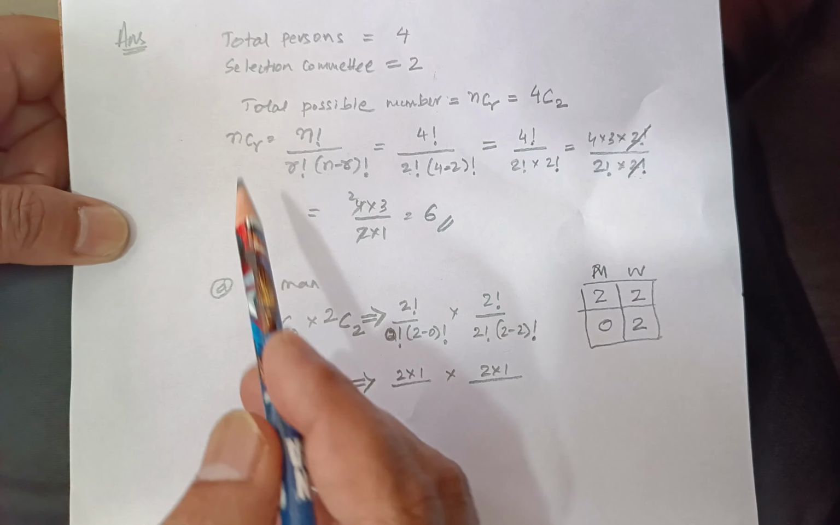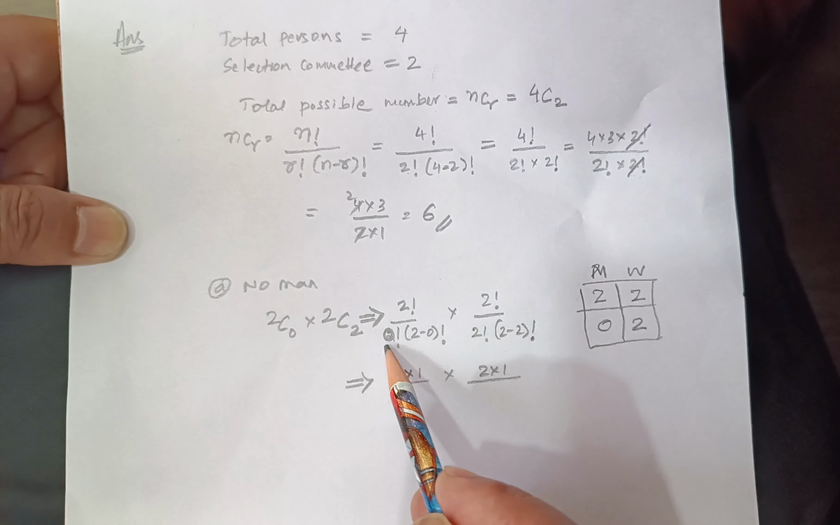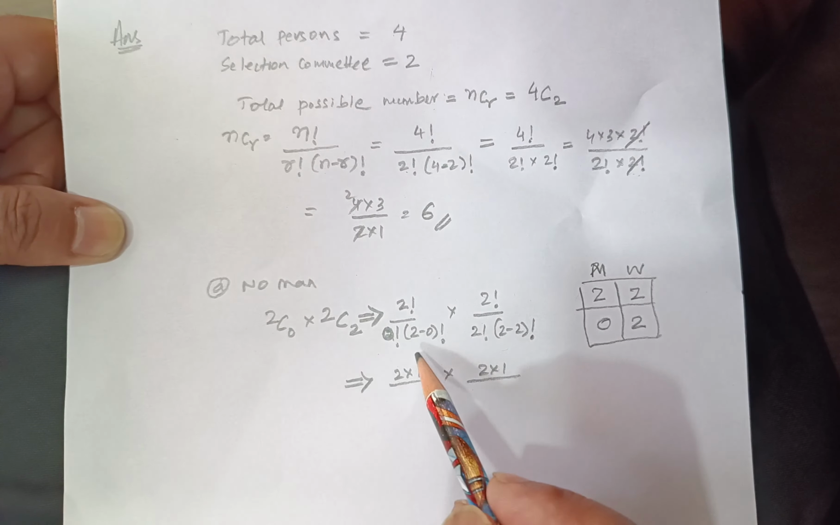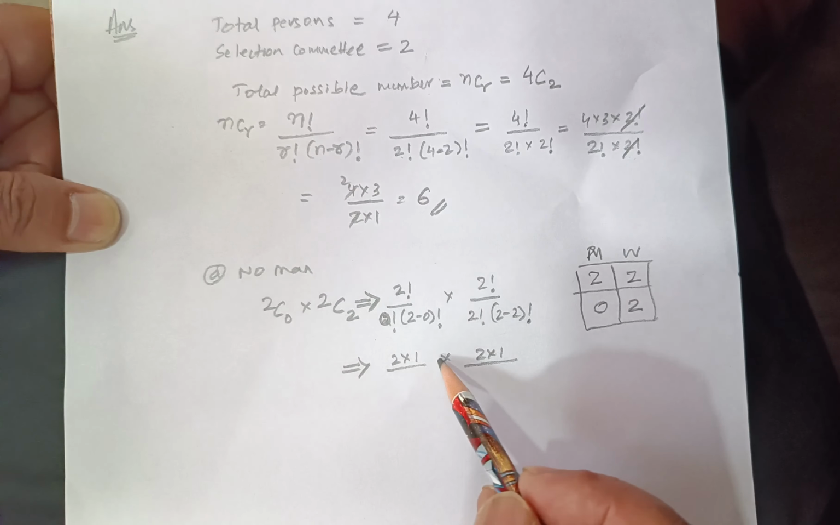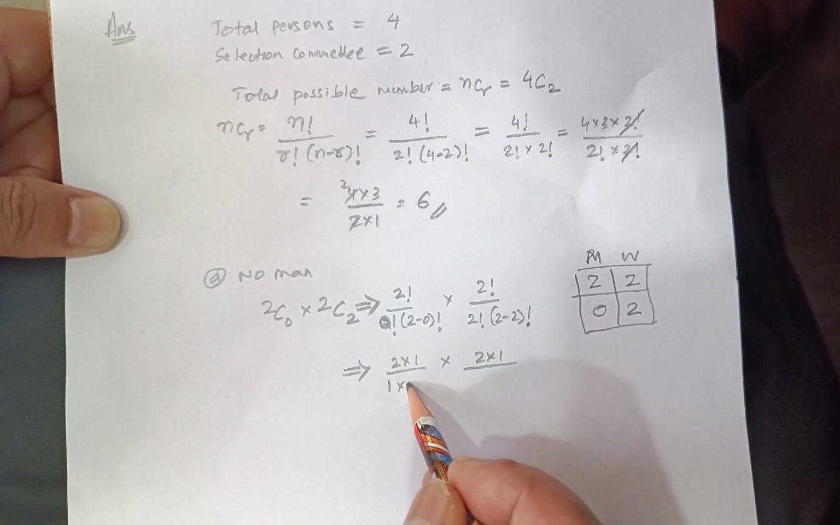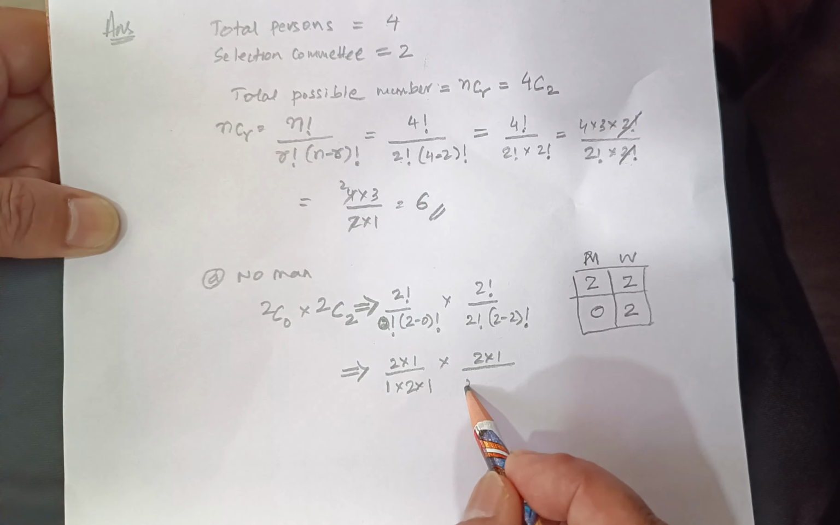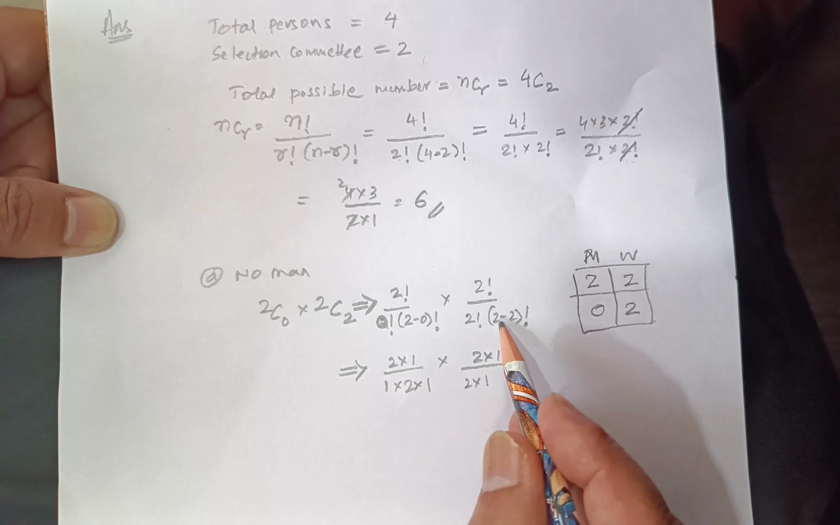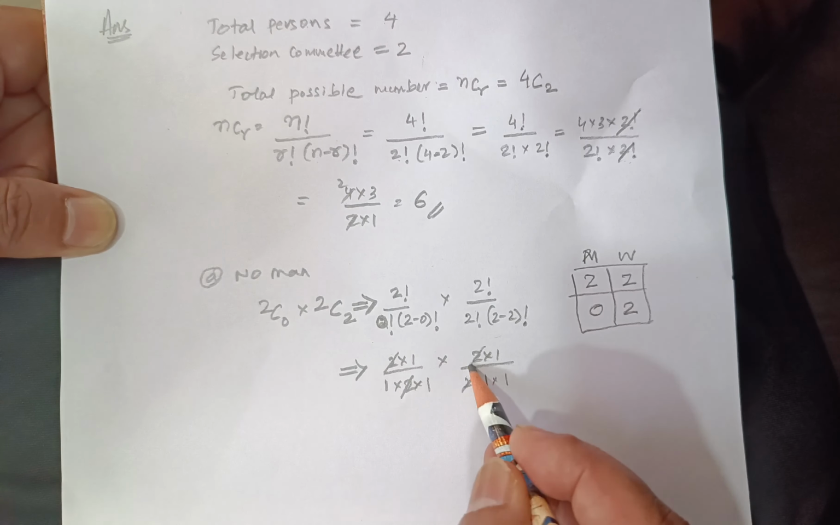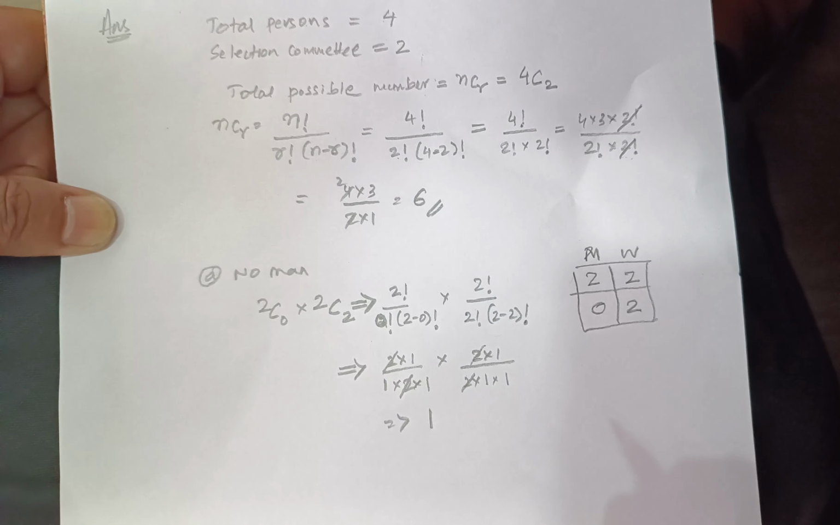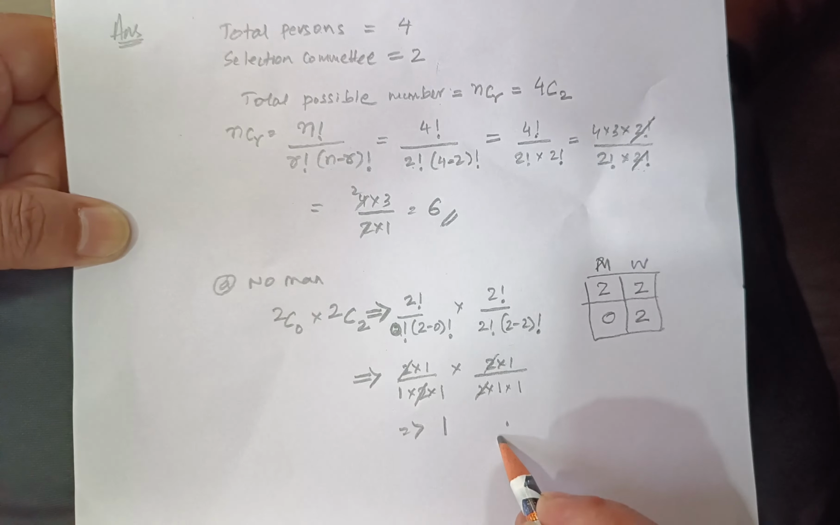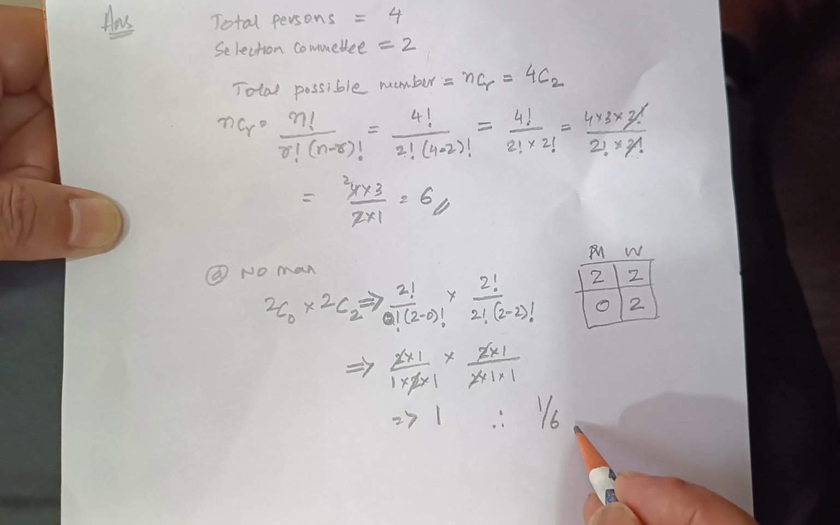Now to solve this using the nCr formula: 2 factorial by 0 factorial into 2 minus 0 factorial, into 2 factorial by 2 factorial into 2 minus 2 factorial. Simplifying, 2 factorial can be written as 2 into 1, divided by 0 factorial, which is 1, and 2 minus 0 is again 2. 2 factorial is 2 into 1 again, and 2 minus 2 is 0, and 0 factorial is 1. So the 2s cancel, and we get 1 into 1, so there is 1 possibility out of a total of 6 possibilities. Therefore, the probability for no man is 1 divided by 6.